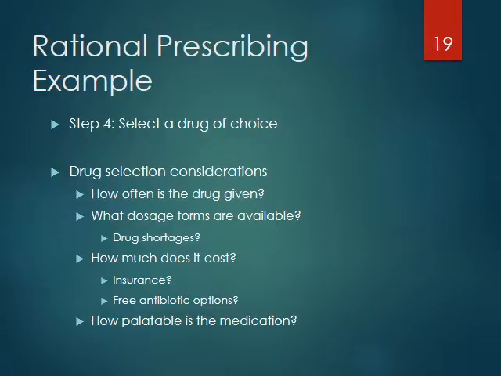Maybe there are drug shortages making it impossible to use your preferred drug. Maybe you need to find out what an alternative could be. And then look at things like how much does it cost? Does the patient have insurance that can cover it? Is it available anywhere under certain free antibiotic options, things like Publix or Walmart, which may have reduced cost or free medications depending on what their plans are? And then finally, how palatable is the medication?